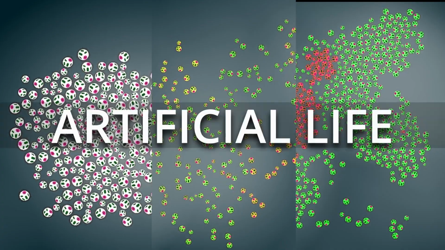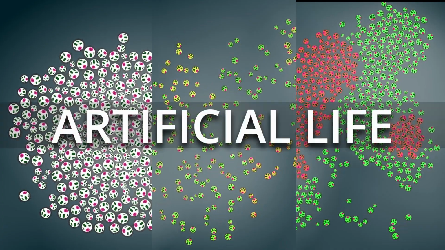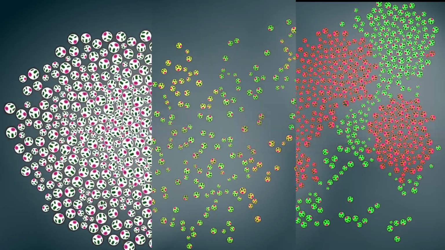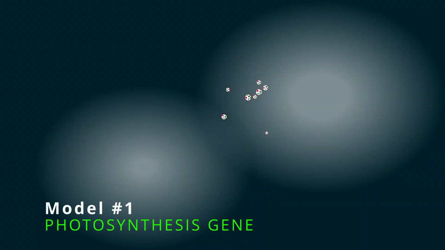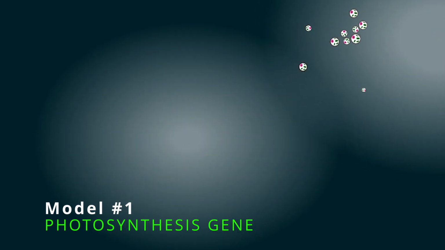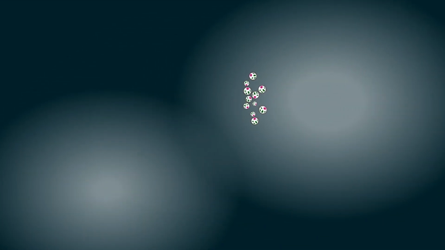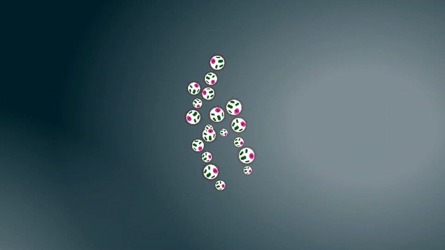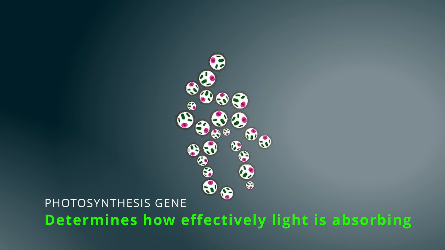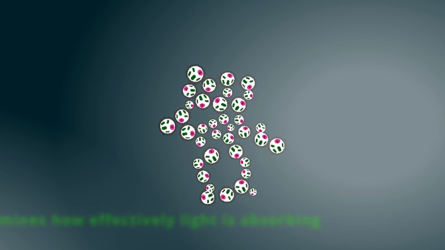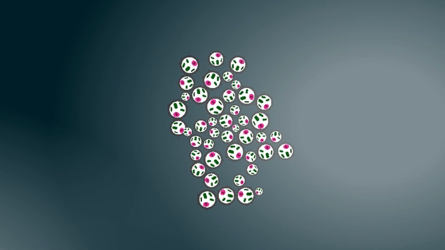In this video, I will talk about several life simulation models I've been working on lately. The first model is the simplest one. The environment consists of two patches of light of different intensities. Four cells appear randomly. Each of them has a photosynthesis gene. The strength of this gene determines how effectively the cell absorbs light energy, transforming it into its mass.